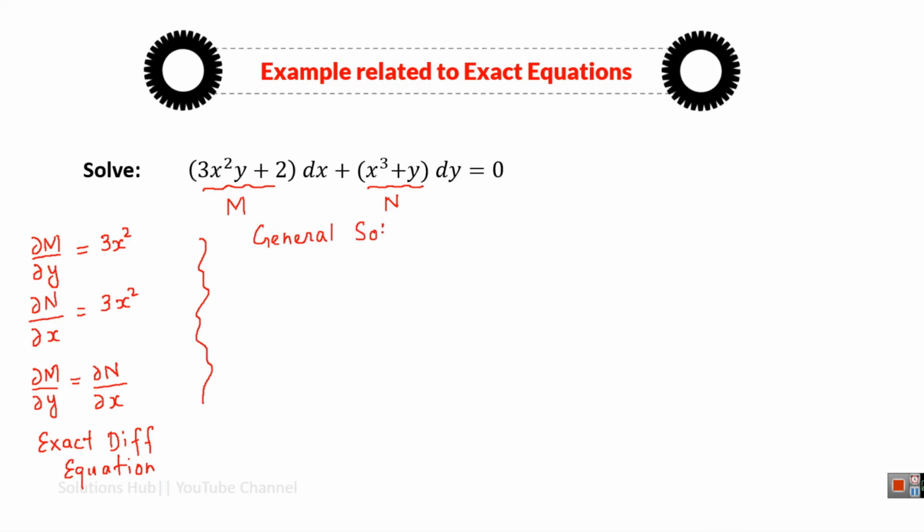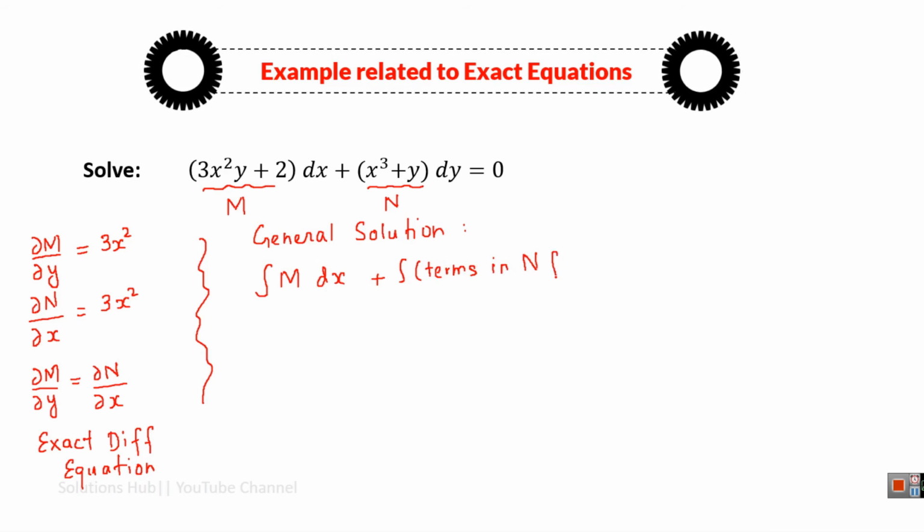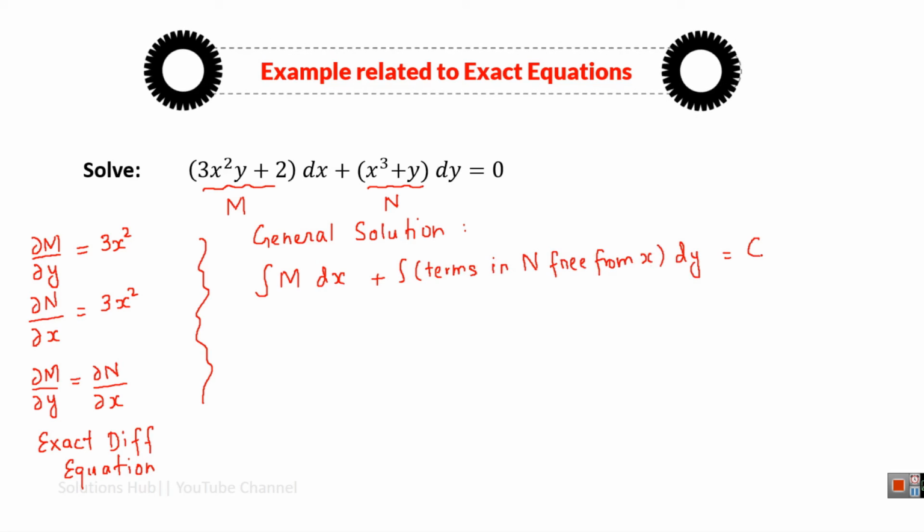So the general solution of an exact differential equation is given by the integration of function M dx plus the integration of terms in N free from x, and we have dy equals some constant c. So in order to write the general solution of an exact differential equation, we have this general formula.